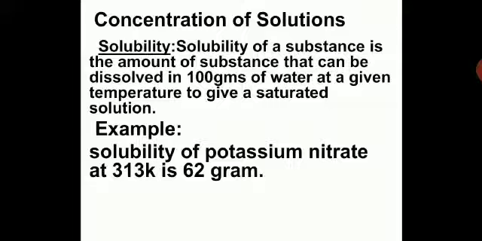Then an example: the solubility of potassium nitrate at 313 K, that is the temperature, is 62 grams. That means at 313 K, 62 grams of potassium nitrate will dissolve in 100 grams of water. That is called the solubility. Solubility of different substances will be different, and the solubility of a given substance will be different at different temperatures. So this factor should be very clear with you, children. Please write down the definition and the example.